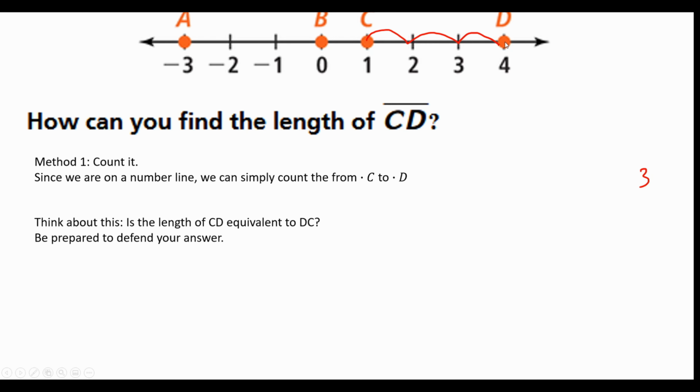So if I start at C and I go to D, I know I have a length of 3. So then the question is, what if I go from here to here? That's 1, 2, 3 again. So then let's look at the length of line segment DC. And like we just showed, counting backwards, we have 1, 2, 3. Now generally, going from right to left on a number line means we're looking at negative numbers. But we cannot have negative length.